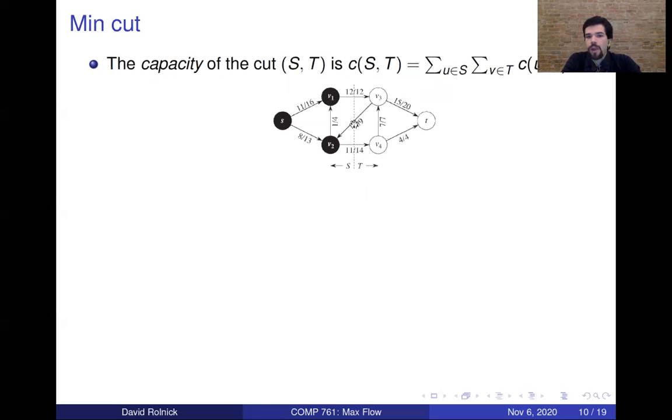So in the net flow, remember, we had 12 minus 4 plus 11. In the capacity, we just have the edges which are going this way across the cut, 12 and 14. It'll be clear why later on. But it's basically saying, how much could you be doing across this cut?